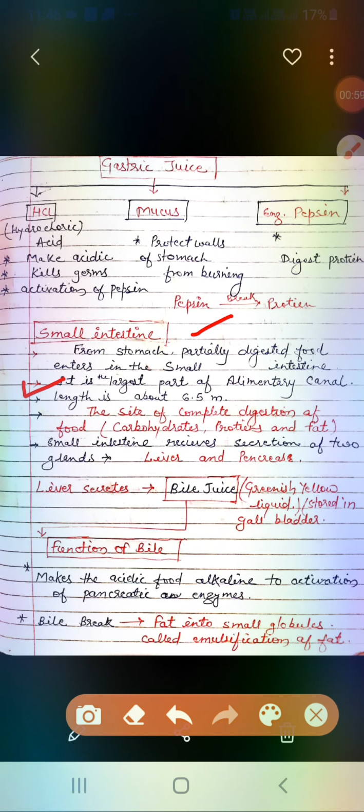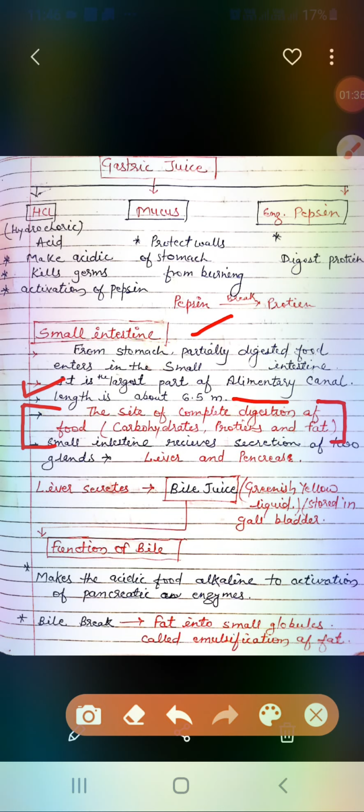Its length is approximately 6.5 meters, and it is called small because it has a very narrow lumen, a narrow diameter. The main thing is that it is the site of complete digestion. The food which comes from the mouth and the esophagus is partially digested material. But in the small intestine, it is digested completely. Carbohydrates, proteins, and fats are digested completely here.